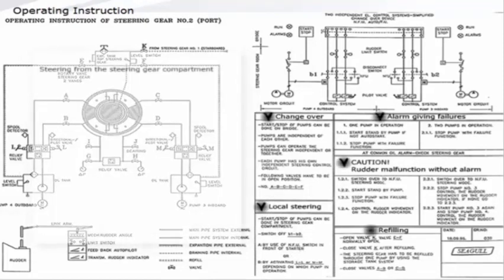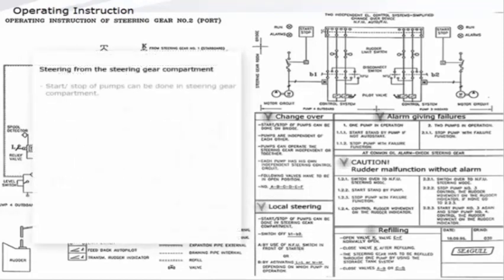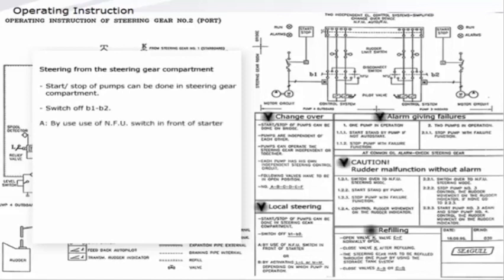Steering from the steering gear compartment. Start and stop of pumps can be done in the steering gear compartment. Switch off B1 and B2. A. By use of the non-follow-up switch in front of starter, or B. By activating LL or MM depending on which pump is in operation.